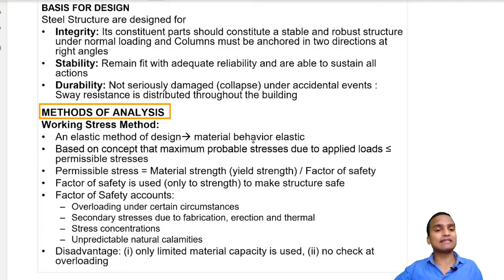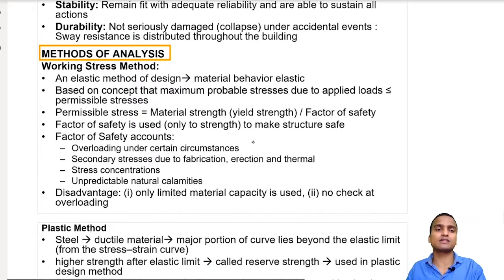Like in RCC design, we also use the same design methodology in steel. So there are three important methods: working stress method, WSM. Second one is the ultimate load method, also known as the plastic method. The third one is the limit state method. So let us discuss all these three methods one by one, and we will mainly focus on the limit state method because that is what the entire IS 800 code is based on. But for understanding, we must know the design principles behind those techniques.